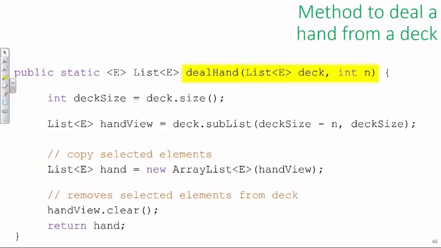So let's take a look at how this code is going to work. We're going to start with a static method dealHand.